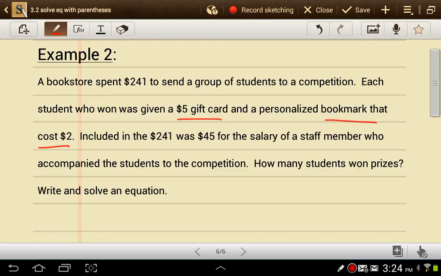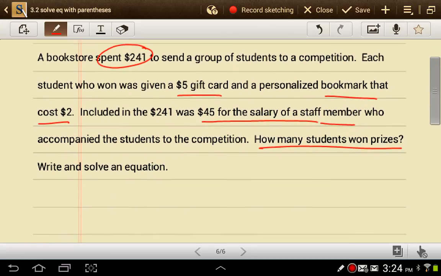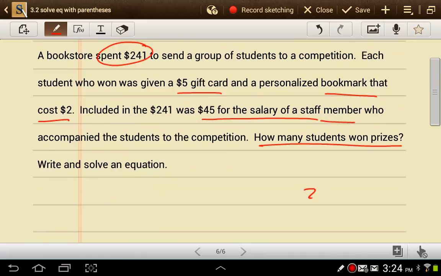Okay, we have 241 spent. In that 241, 45 was for a staff member who accompanied the students. How many students won the prize? Write and solve an equation, okay? So what I need to look at is I got my total amount. My total amount is 241. That is my total amount.